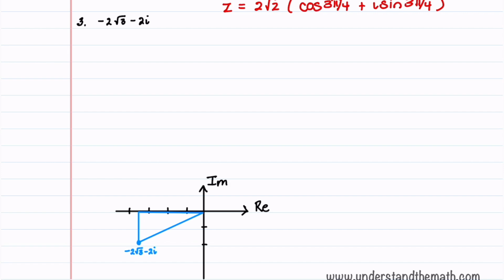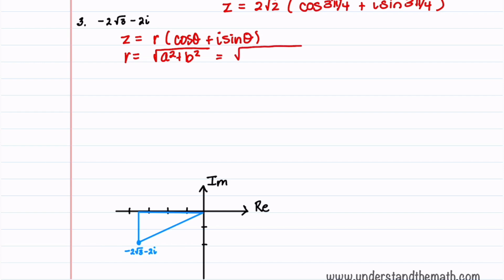Let's now do our last example. Z is equal to r times cosine theta plus i sine theta. I always tell students if you write the formula every time you do a problem, you'll memorize it automatically. r is the square root of a squared plus b squared. We have the square root of 4 times 3 plus 2 squared, which is 4. So this is the square root of 16, which is 4.